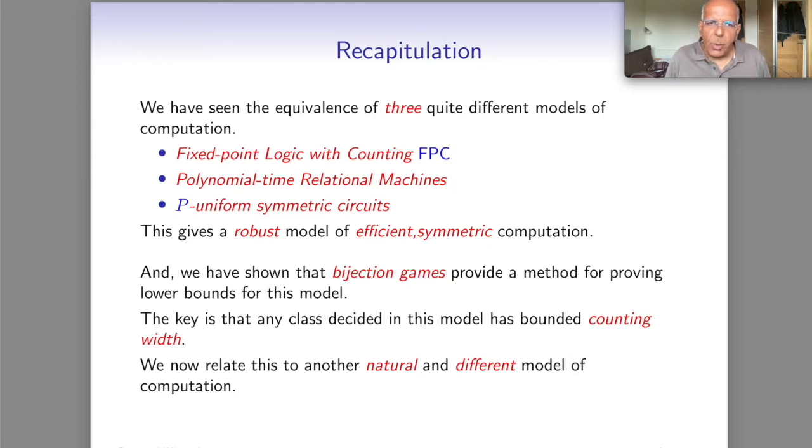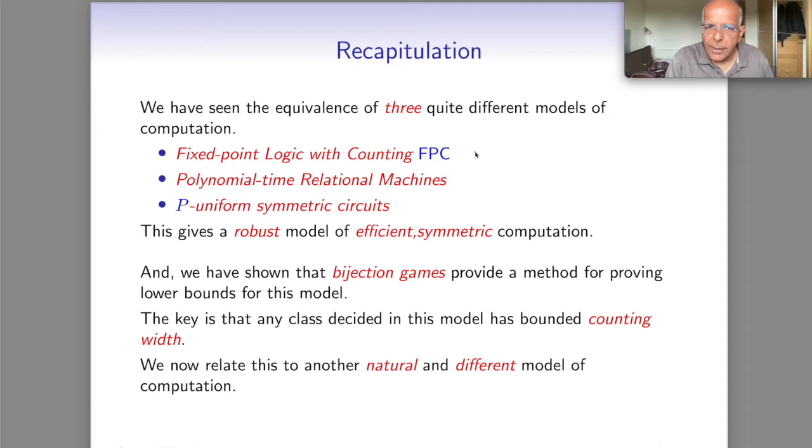And what I'm going to do in this lecture is relate this to a fourth, rather different again, model of computation, which is also fairly natural. The relationship is not as tight as with those 3. But I'll explain. The essential difference is one of uniformity.